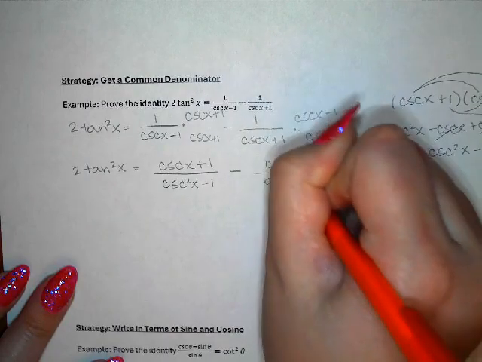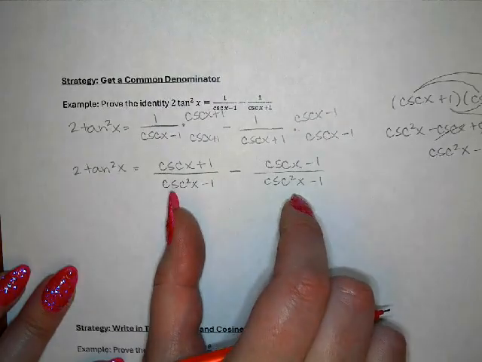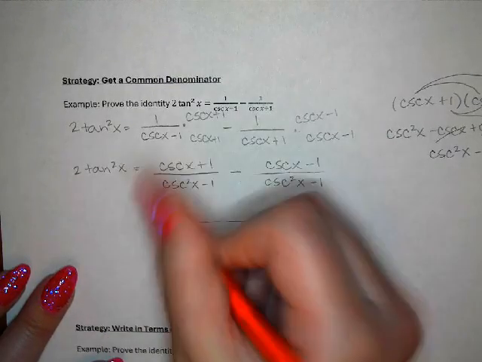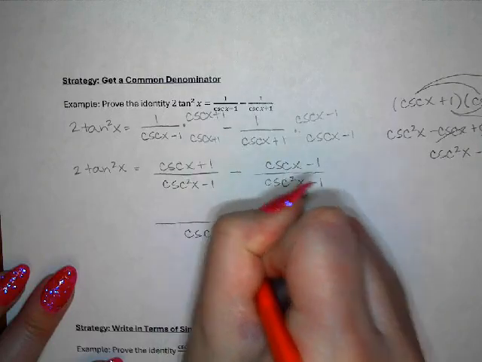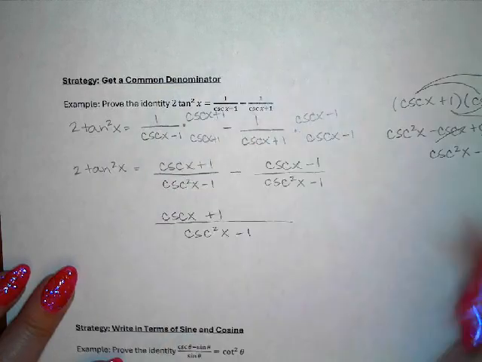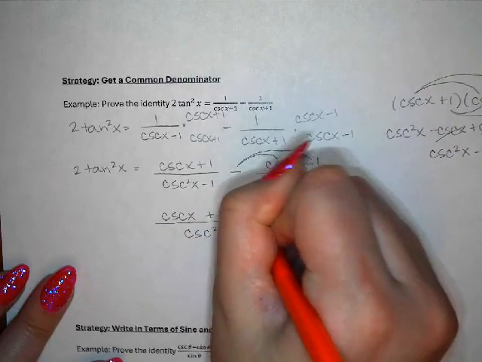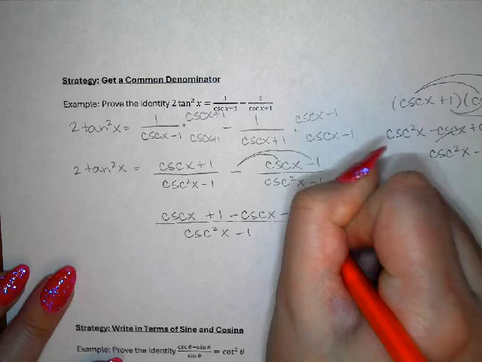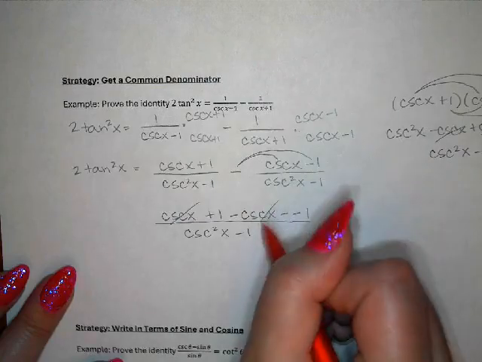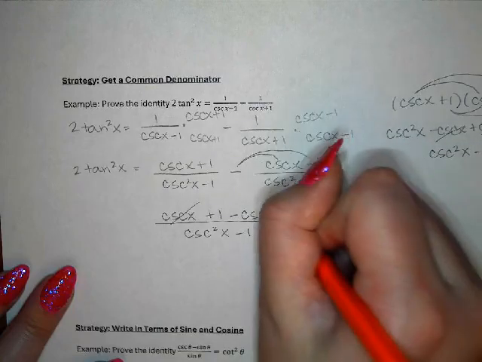Okay, so now I have a common denominator for my two fractions. I'm going to write them together as one fraction. So I have cosecant x plus 1 minus cosecant x minus negative 1. Okay, so the cosecants are going to cancel out. And positive 1 minus negative 1: minus minus makes a plus. So 1 plus 1 is 2.